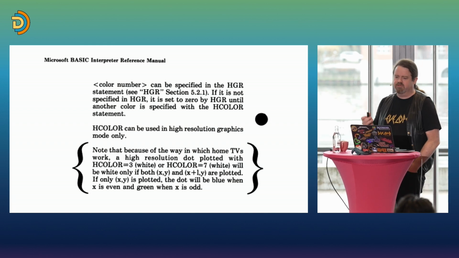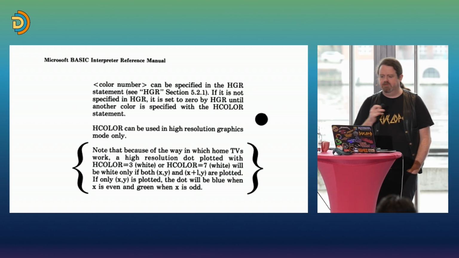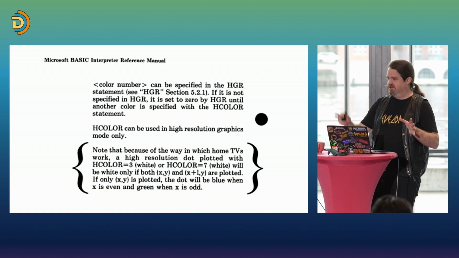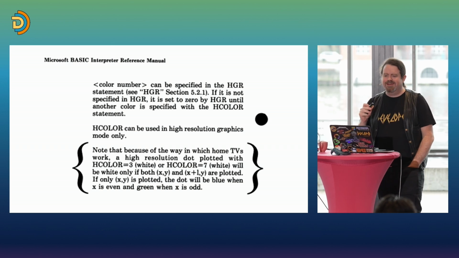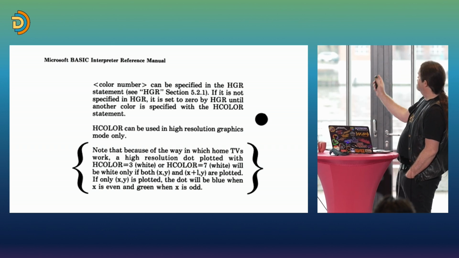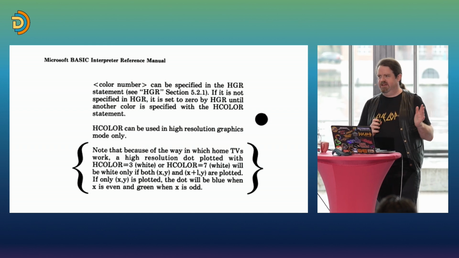Because this is the Microsoft Basic Interpreter Reference Manual from 1980 for the Apple II. Microsoft wrote a version of Basic that ran on the Apple, a microcomputer. And there is a note in here talking about a hack that the Apple used to get high-resolution displays by lighting up half of a pixel element.